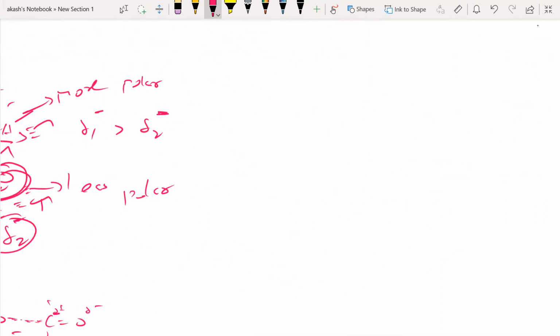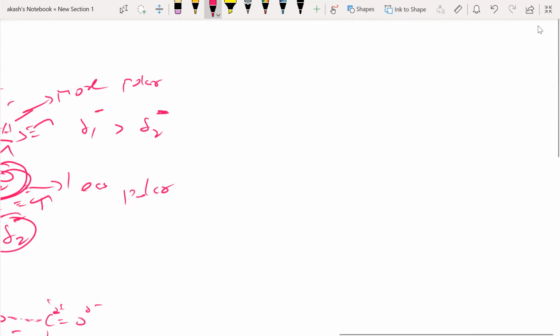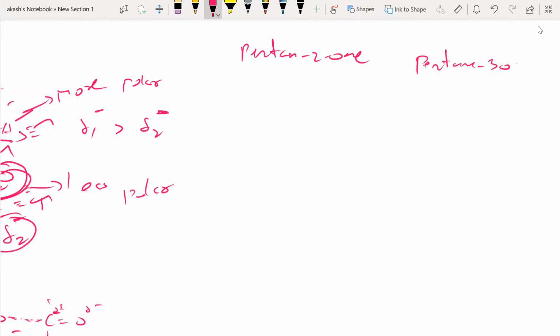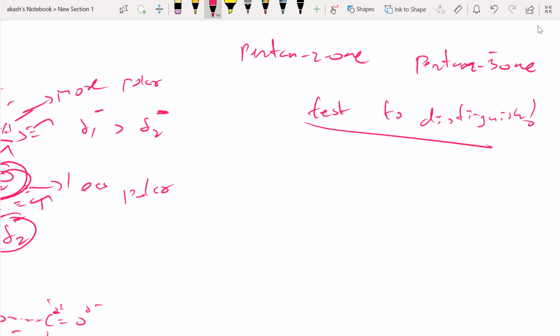Oxidation of ketones. Okay, so I have pentan-2-one and I have pentan-3-one. Tell me a test to distinguish these. Say I give you two test tubes, one containing pentan-2-one, one containing pentan-3-one. Both will be colorless. Both of them are ketones. A similar smell will be there. So if I give you two test tubes, how will you find out?